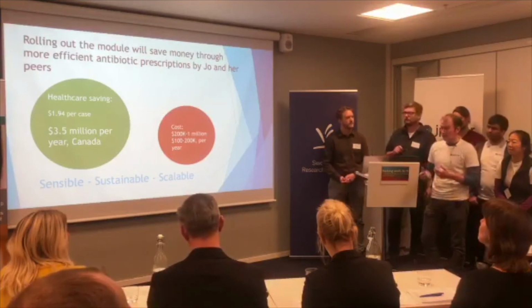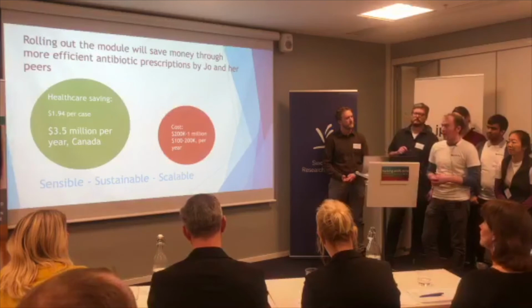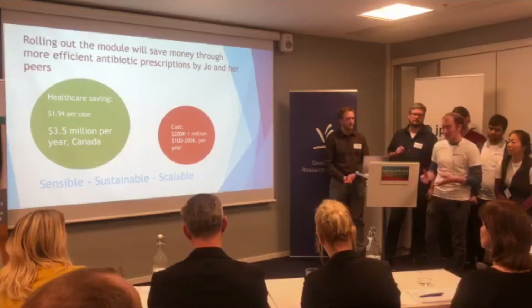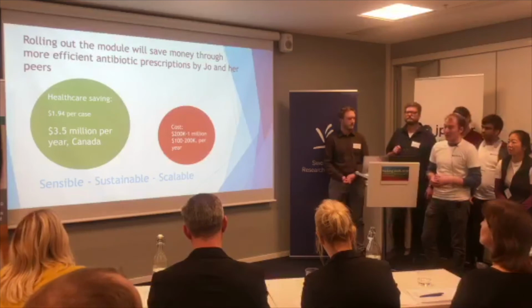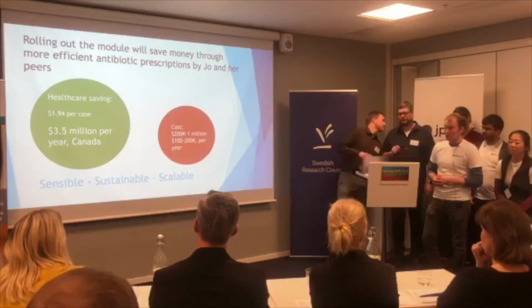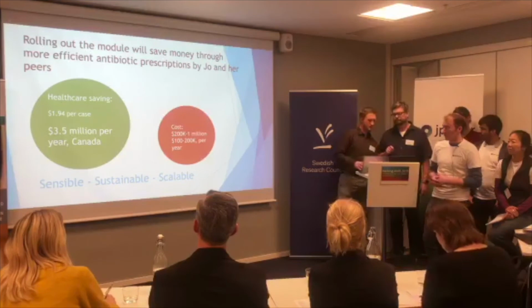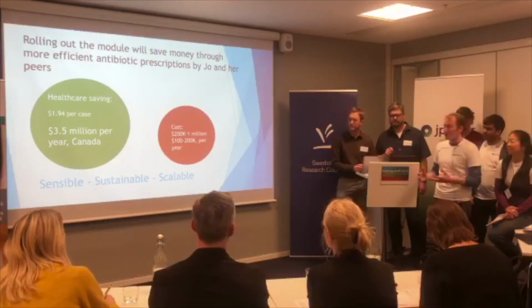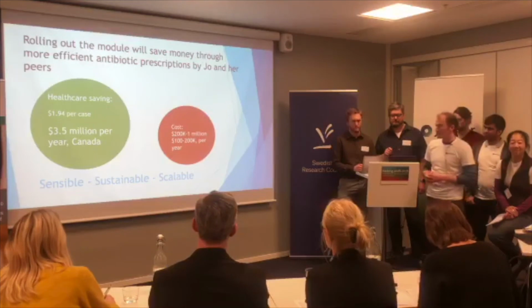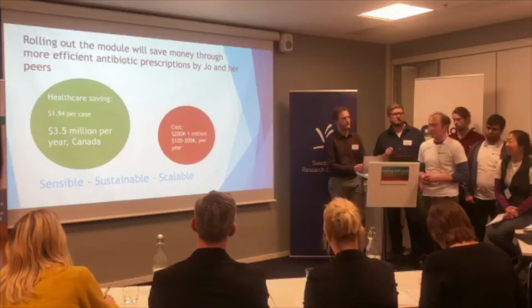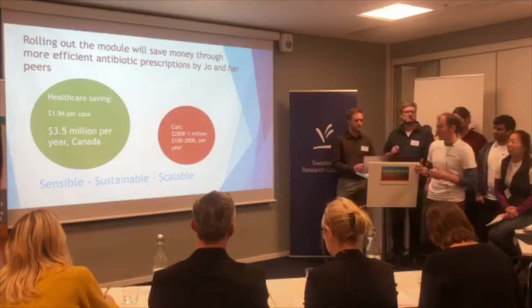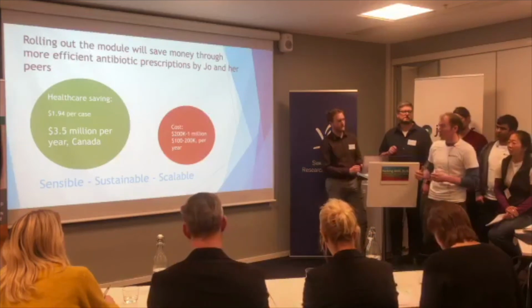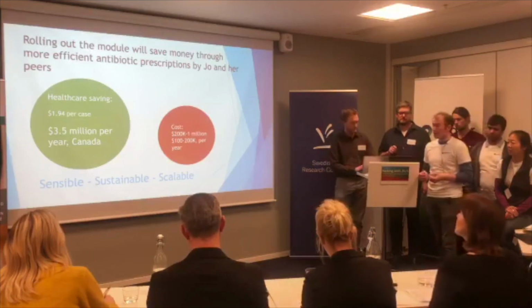So when we calculated this using the data we have from Canada, we estimated that it would be about $2 cheaper on average for each case of urinary tract infection. And that adds up to $3.5 million per year across Canada because it's a very common infection. Set against that, we have the cost of actually developing this system. So we believe it would cost somewhere between $200,000 and $1 million to develop the system and perhaps another 100,000 to 200,000 per year to maintain it.